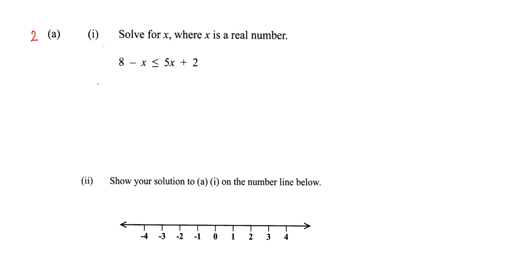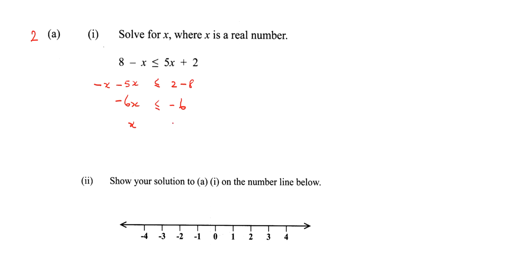So if we carry all the x's on one side, we can have minus x minus 5x is less than or equal to 2. Carry the 8 on this side, we end up with minus 8. So minus x minus 5x is minus 6x, which is less than or equal to 2 minus 8, which is minus 6. Now, if we divide both sides of the equation by minus 6, we end up with x.